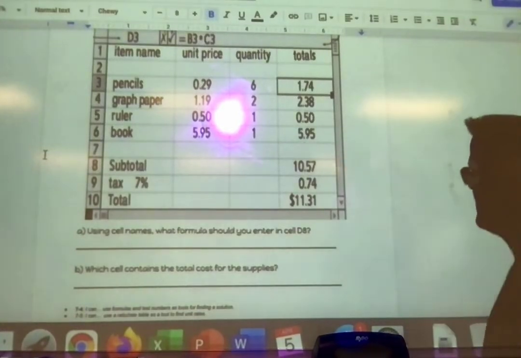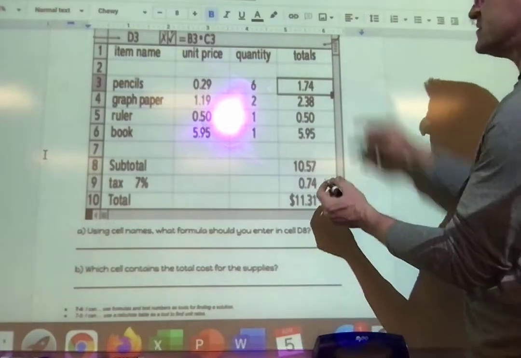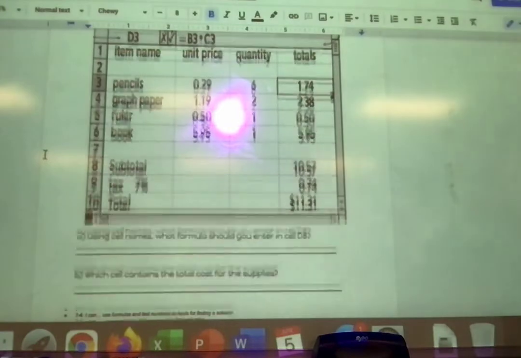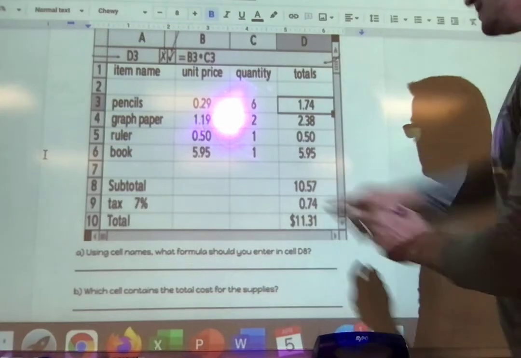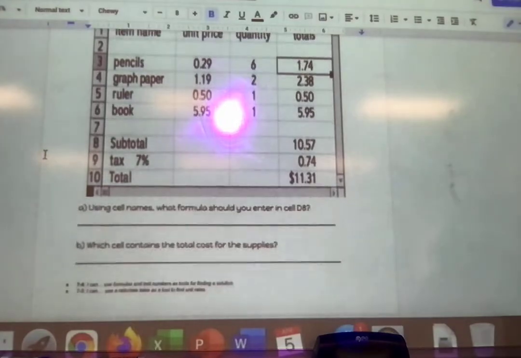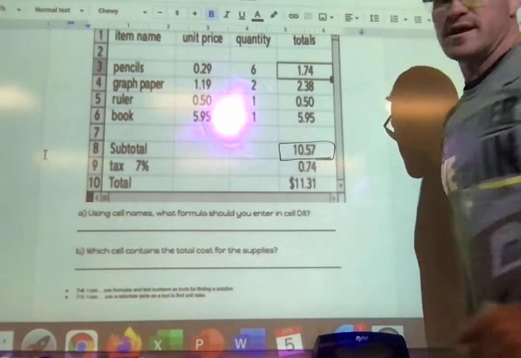Here, I think we can see all that now. So using cell names, what formula should you enter in cell D8? So here's D8 down here. Kind of tough to see. I'll scroll down. This is D here. Okay, so D8 would be right down here. So now that we know that's D, I'll move it up where I've got a little more room. Okay, D8 is right here. Okay, highlight there for you.